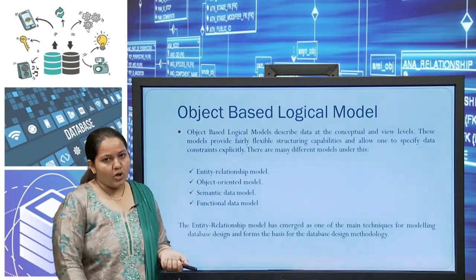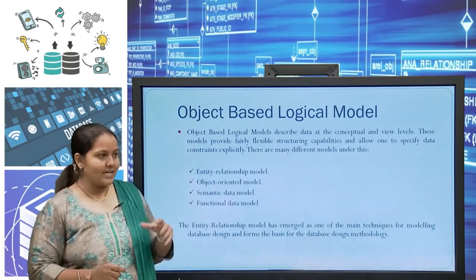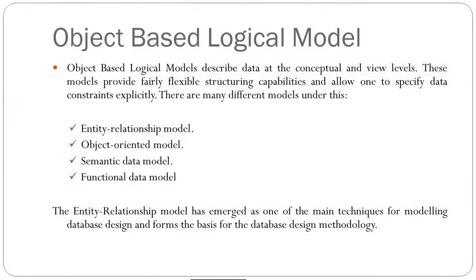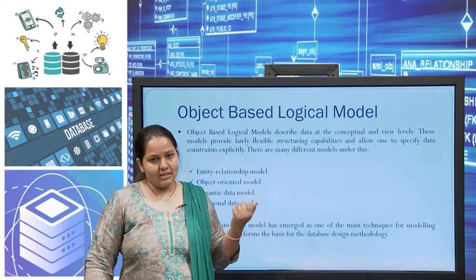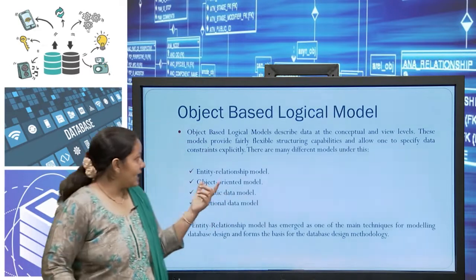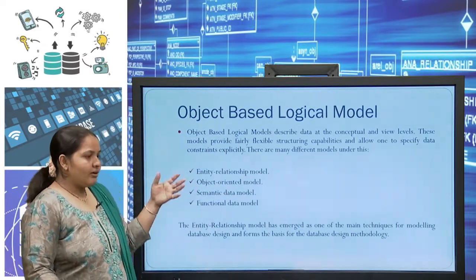First, the object based logical model. The object based logical model describes data at the conceptual and view level. As we know, these models are generally for the data abstraction levels, how we are defining the structures or schemas. So this first one, the object based logical model, works at which level? The conceptual level and the view level.